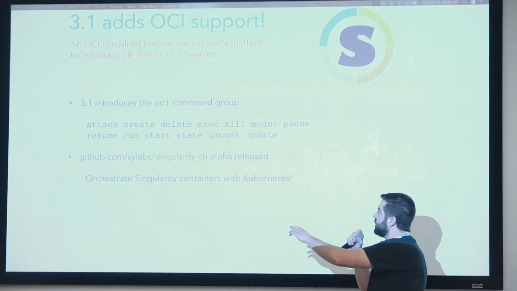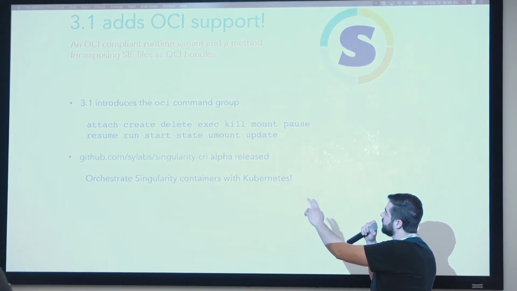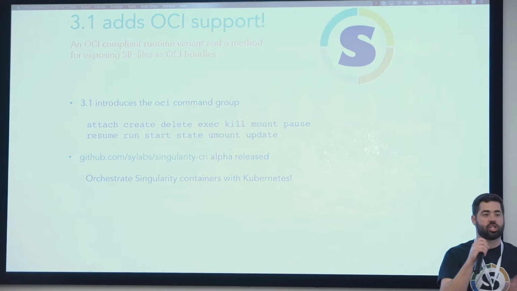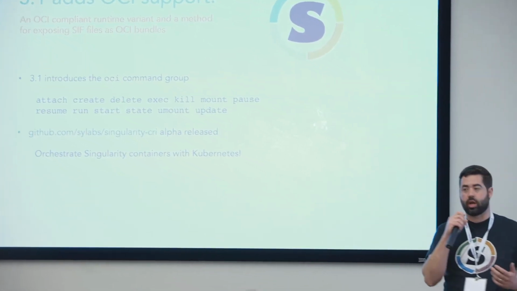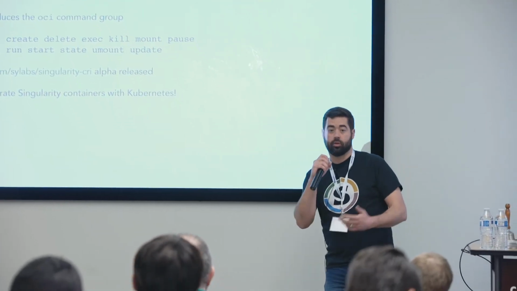In parallel with this, she was also working on the Singularity CRI. So this is a shim for Kubernetes, allowing you now to orchestrate Singularity containers through Kubernetes. And that was actually released in alpha just about a week ago. So now it's completely possible using tools which are free to download to schedule and orchestrate Singularity containers through Kubernetes.